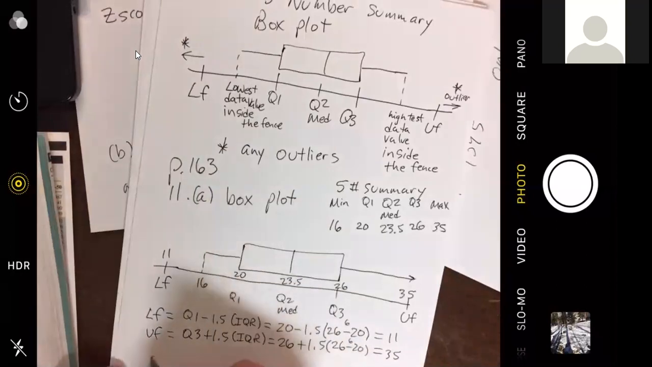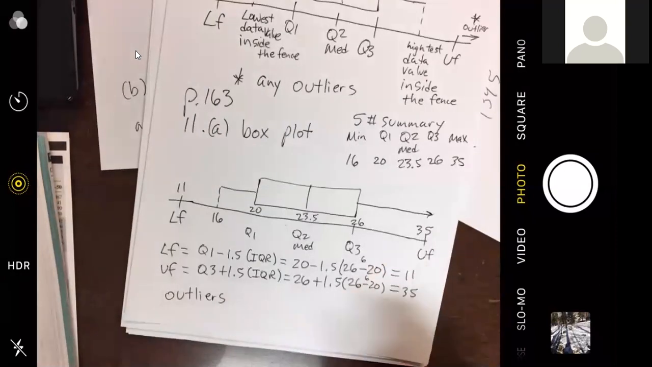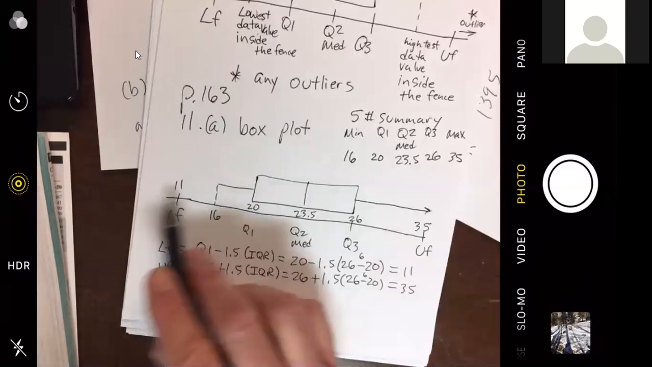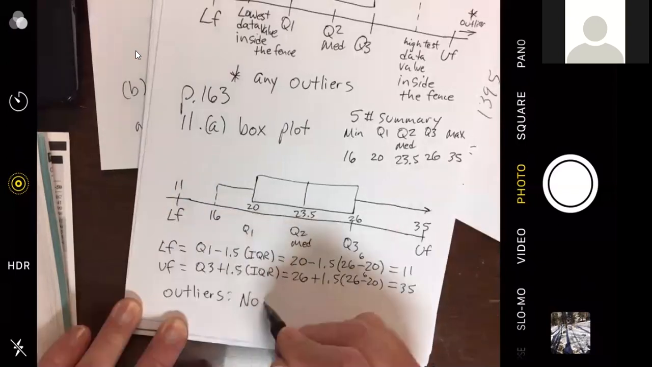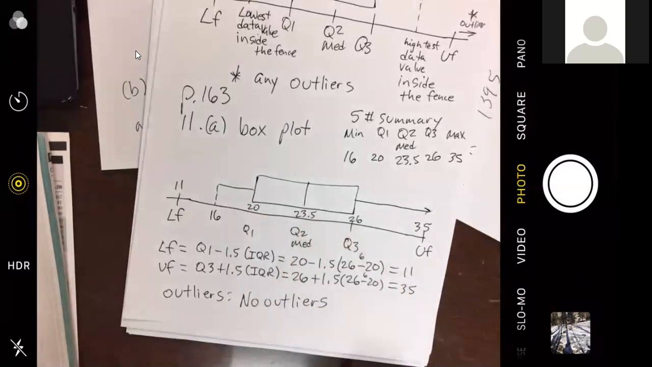Outliers. Anybody greater than 35? 35 was the max. So yeah, it's in there. Nope, nobody bigger than 35 and nobody smaller than 11. So there are no outliers. Questions about that?